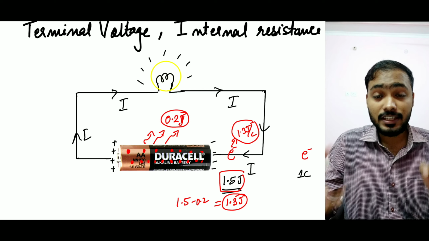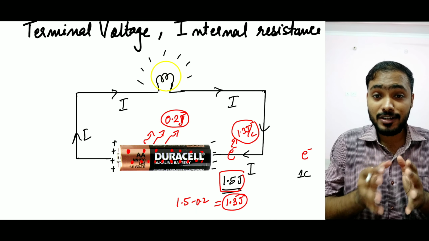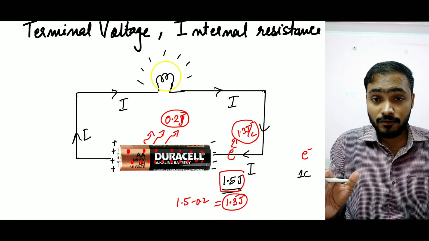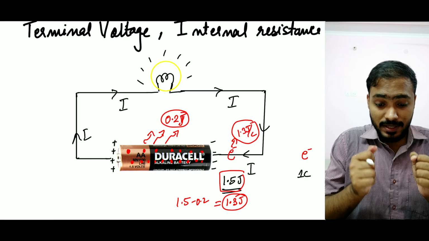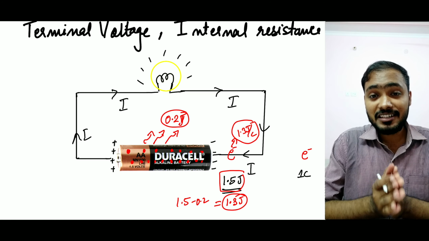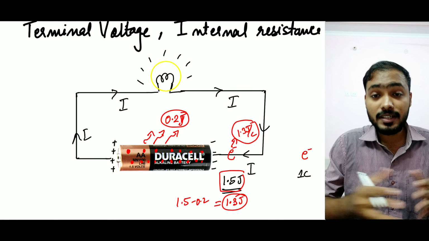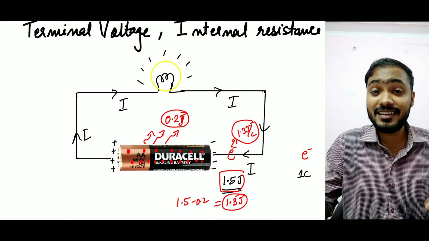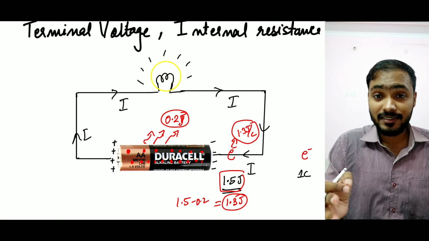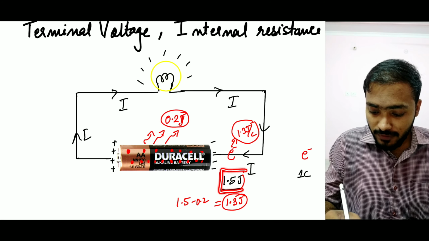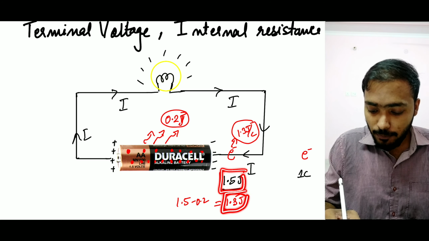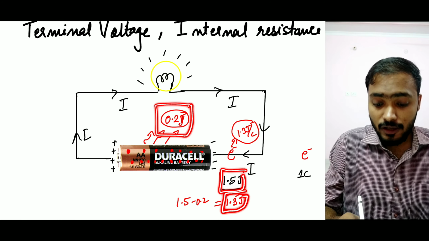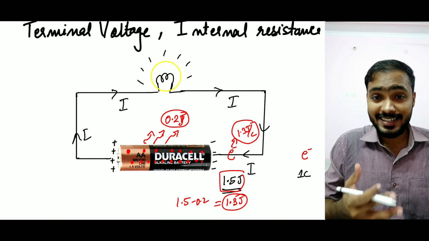So what is your EMF? EMF is the potential difference across the battery when there is no current drawn from it. What is your terminal voltage? Again it's a potential difference, but it's across the battery when some current is drawn from it, right? So it's pretty simple. 1.5 must be the answer, but you are getting 1.3. Why? Because some of it is lost in the form of heat. Is that a yes or no?